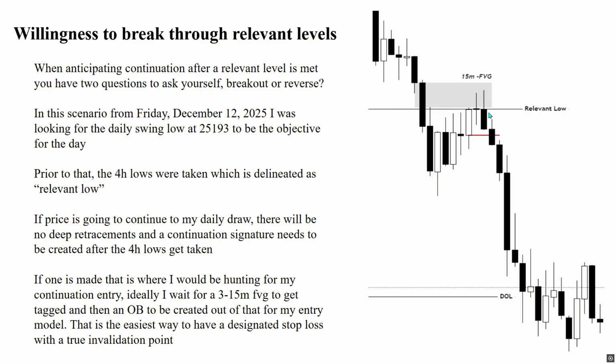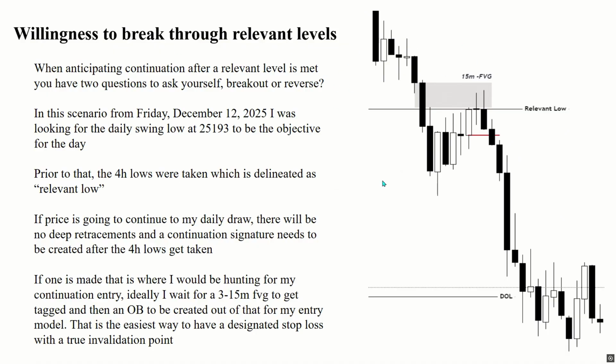That's why I was so confident in this trade. Everything aligned that I was looking for. If one is made, that is where I would be hunting for my continuation entry. Ideally, I wait for a 3 to 15-minute fair value gap to get tagged, and then an order block to be created out of that for my entry model. That is the easiest way to have a designated stop loss with a true invalidation point. That is why I trade order blocks, because a fair value gap can get ran through. Typically, there is a way to tell where price shouldn't go, but that is why I like to have order blocks, and that is mostly why and how I can get better risk to reward trades.